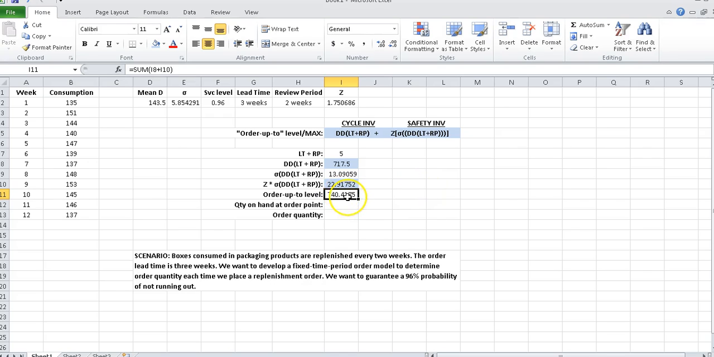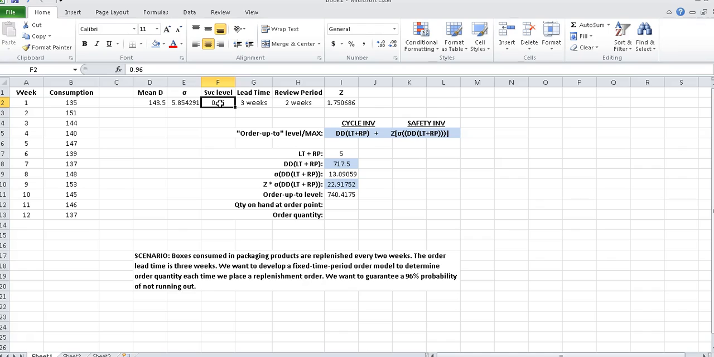We're going to round this off because we can't order percentages of a box. However, anytime we're working with safety stock, you always have to round up. And here's why. We have decided that our maximum risk tolerance for running out of this box is 4%. So we want a 96% certainty. If we set our order up to level rounded down, we will be fractionally below our 96% service level.